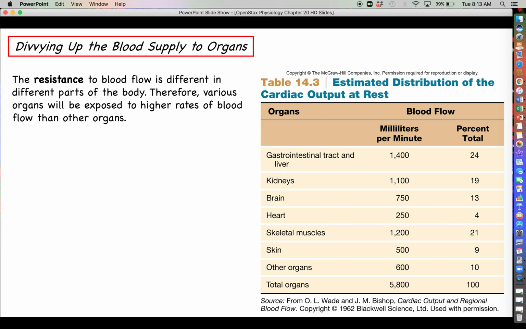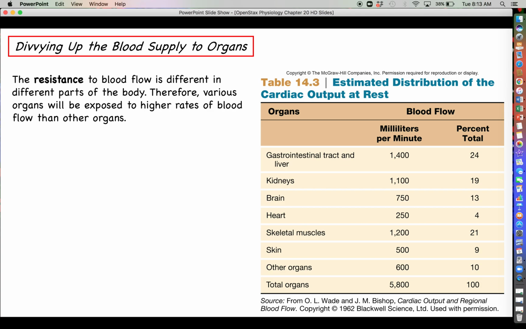Now, this idea of resistance to blood flow, if resistance to blood flow was equal in all of those different locations, and if all of them experienced an equal pressure gradient on either side of their capillary beds, then yes, blood flow would be equal between all of them, and the whole blood supply would be equally distributed to all tissues. However, what we're going to see here is that even if the pressure gradients are all equivalent, these different organs and tissues experience a very different resistance to blood flow when you compare them to one another.